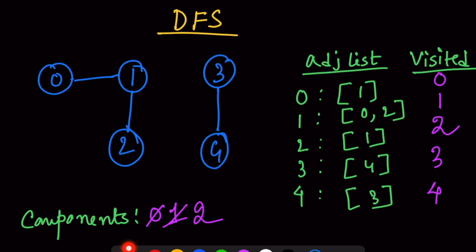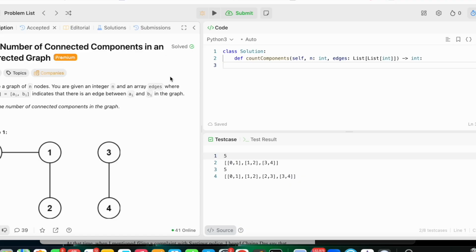What is the time complexity here? Time complexity for DFS is order of V plus E, where V is the number of nodes and E is the number of edges. Okay, first we have to create one adjacency list. We have n nodes, so I need n empty lists, one for each node. So this is basically a list of lists and its size is n for n nodes.